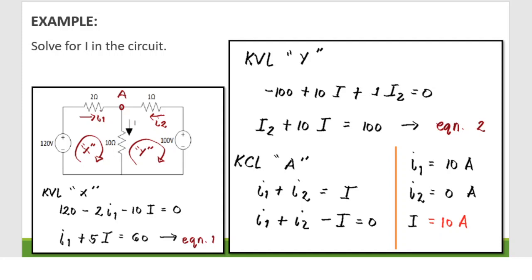Hello everyone, let's proceed with solving circuit diagrams using Kirchhoff's laws. We have this example: solve for I in the circuit. What's the first step? We need to assume current direction in each resistor.